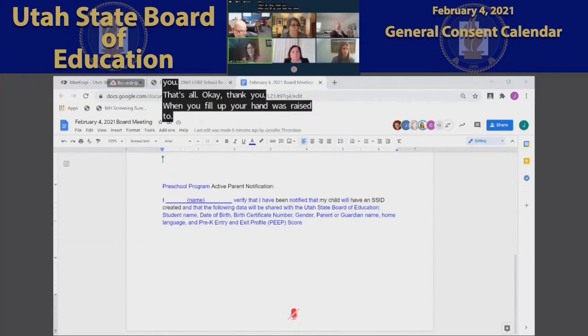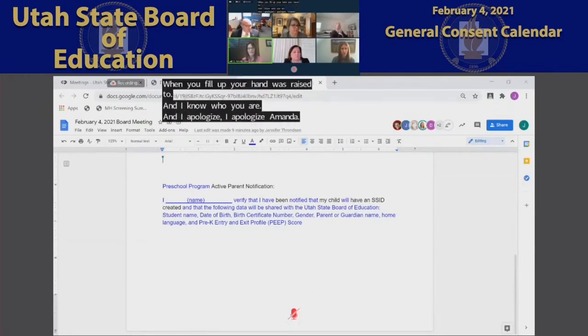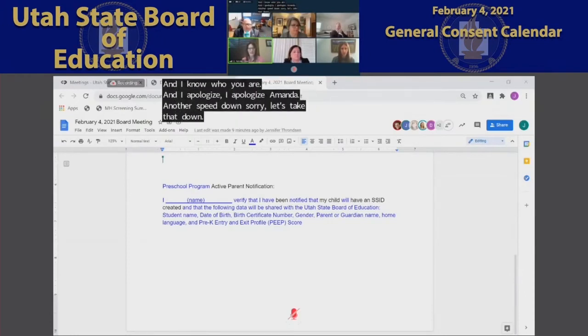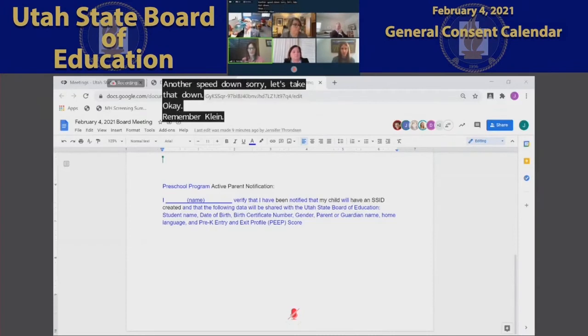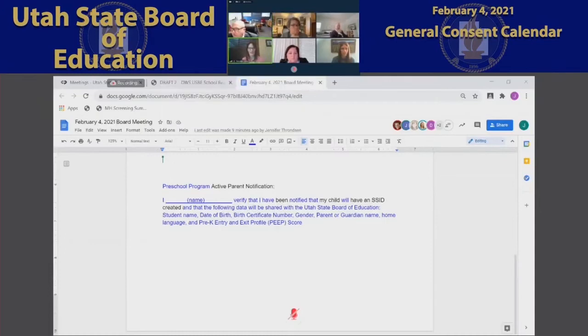So I was just thinking, if what I'm hearing is correct, if the parent signs the child up for this particular preschool, then they will be required to take the test and the data will be shared. Is that what I'm understanding? And that there are no parental rights to opt out. Is that correct?